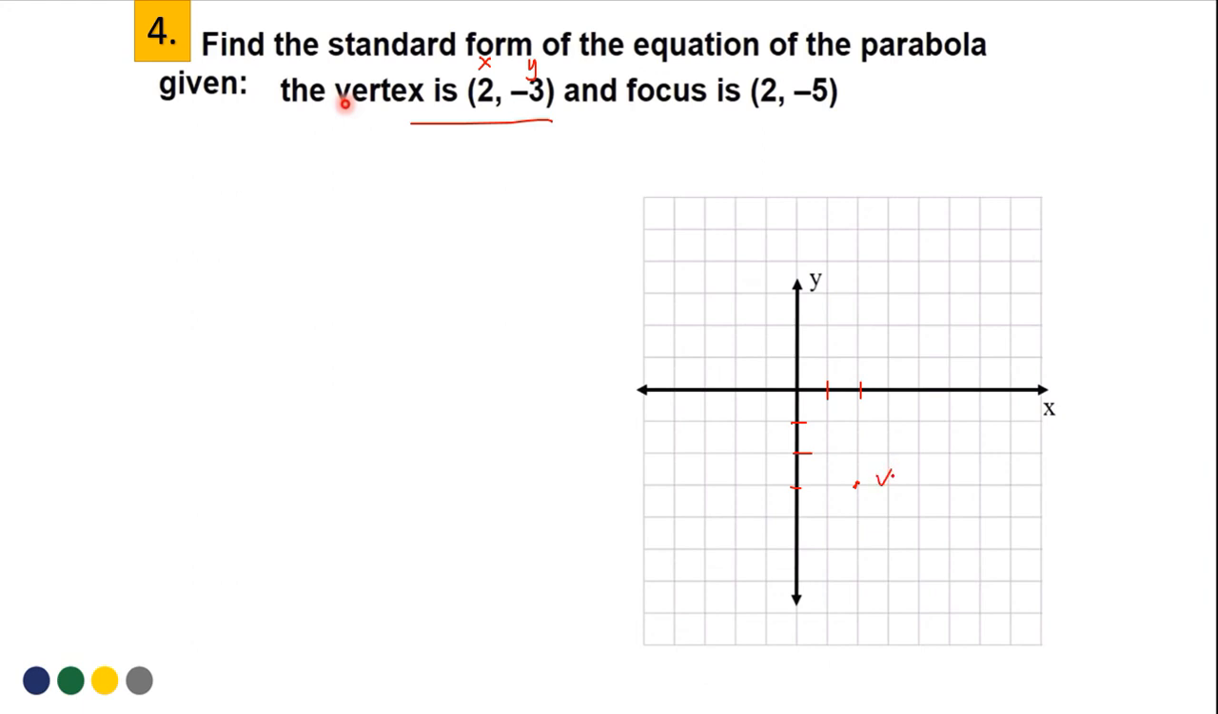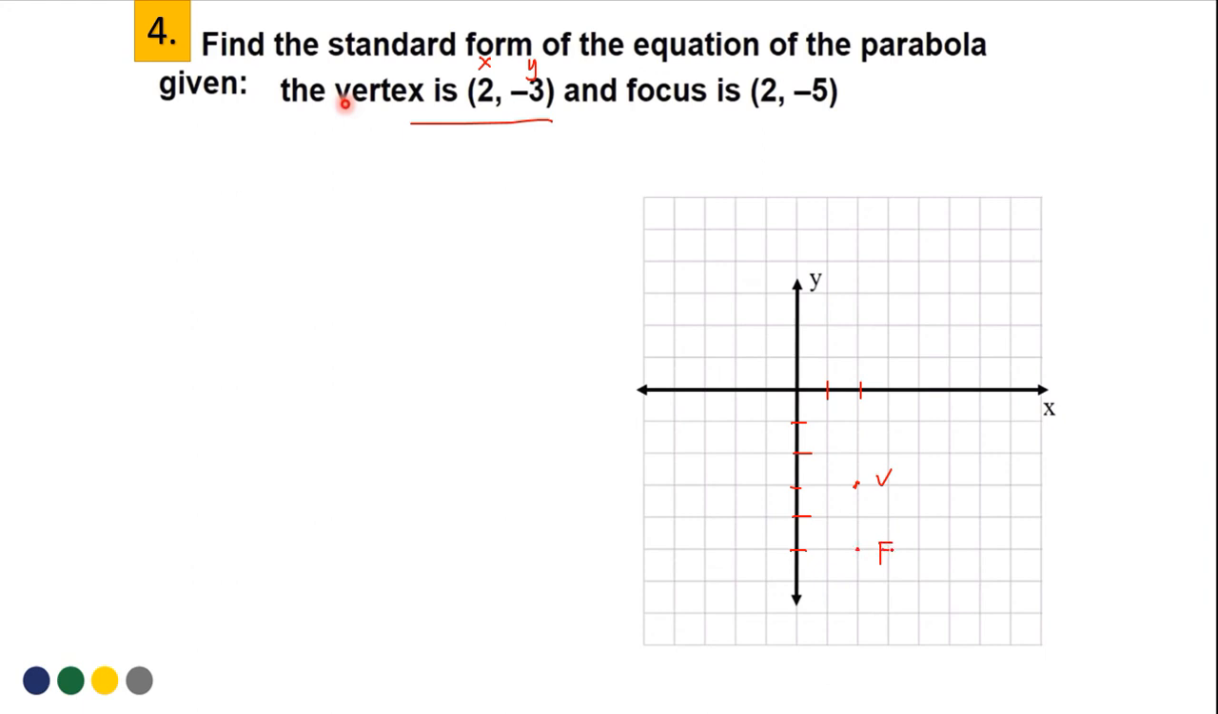Ulitin ko. Kung nasan si focus, that is the opening of the graph. So we need to plot (2, negative 5). And (2, negative 5) is the same location, which is quadrant 4. So we're going to add 2 units downward. 1, 2. So this is the focus here.